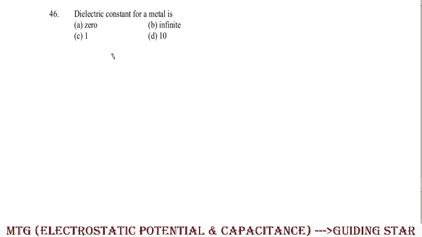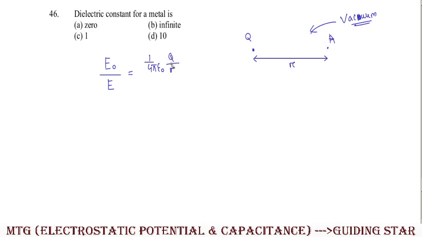Clear? So how will you calculate it? We know the electric field in vacuum upon the electric field due to a charge in any given medium, what will this ratio be? Suppose we take a charge q, and we want to calculate the electric field at a distance r from it, at point A. Then the electric field in free space, if it is vacuum, will be 1 upon 4 pi epsilon naught, q upon r square.